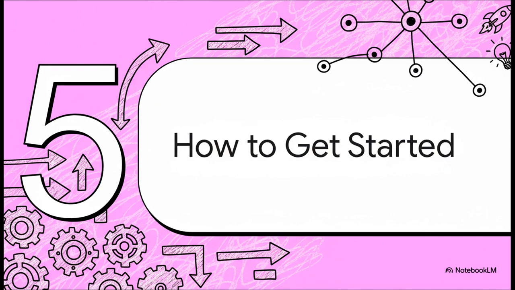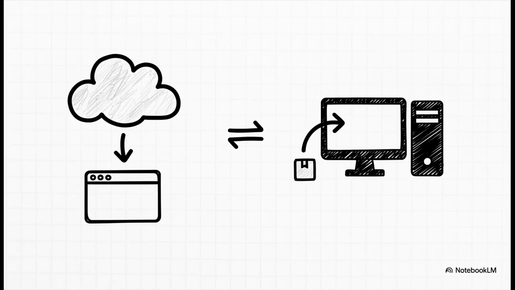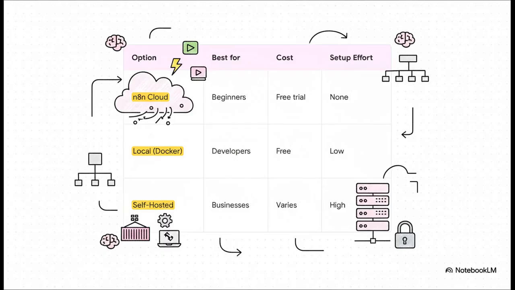So, in this last section, let's quickly cover the practical steps you can take to get started on your own automation journey. The easiest way to think about running n8n is to compare it to something like Microsoft Excel. You can use Excel online through a web browser, that's the cloud version, or you can install the whole program directly onto your computer for offline use. Well, n8n offers that same exact flexibility. And this table breaks it down nicely.